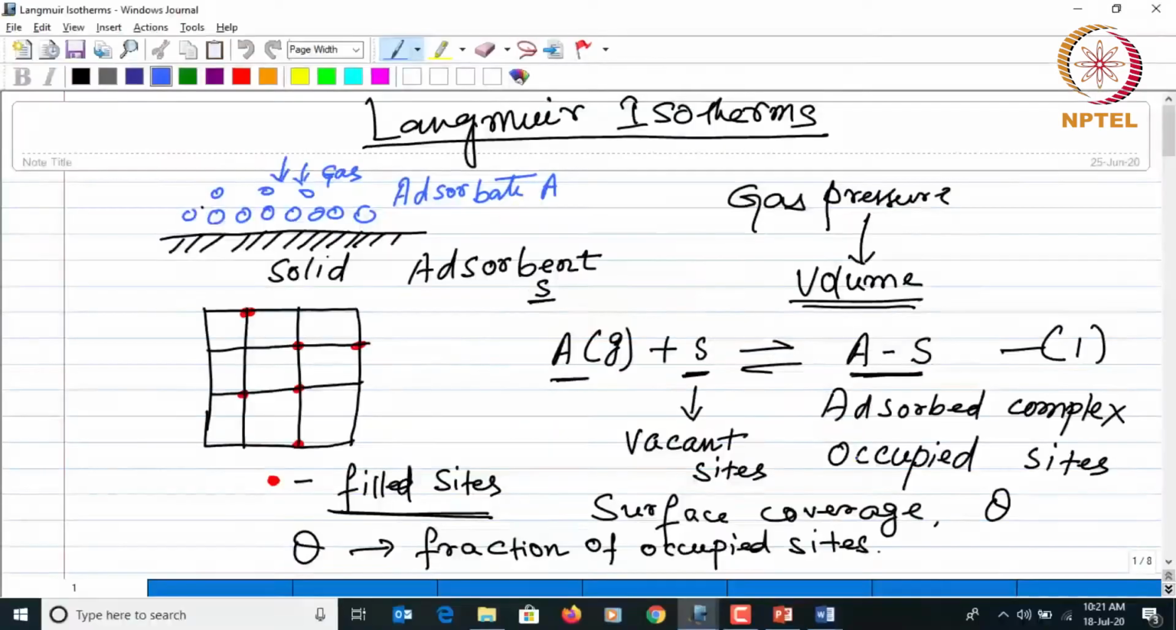And from that we derive this surface coverage, and from that we have derived an equation or an isotherm which correlates the amount of gas which is adsorbed on the solid surface to the gas pressure, okay? And ultimately this forms the basis of the BET technique. So let us continue on this in today's class.